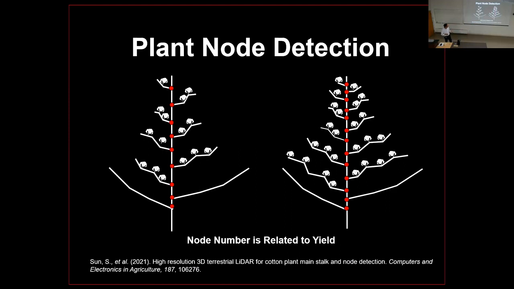For cotton, each branch will produce 3 or 4 cotton bolls. So if the internode distance is short, the cotton plants will have more branches. That means we will have more yield. That's why node detection is very important for cotton breeding programs.